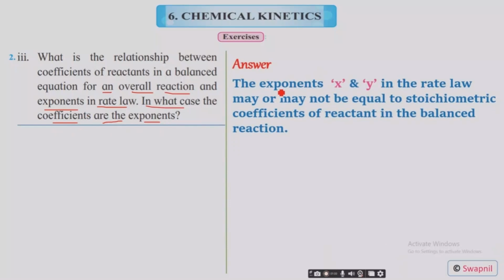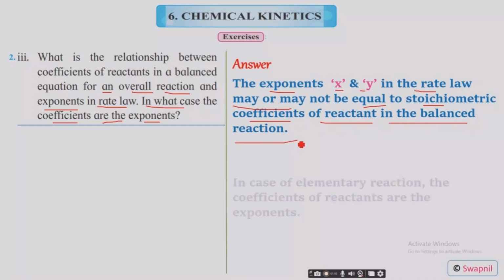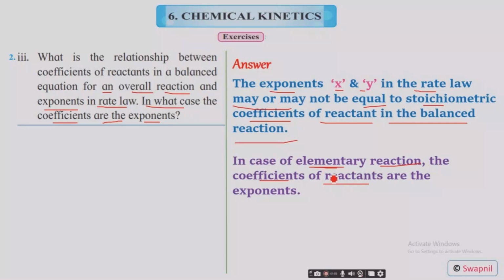Here is the answer. The exponents x and y in the rate law may or may not be equal to the stoichiometric coefficients of reactants in the balanced chemical equation. And in case of an elementary reaction, the coefficients of the reactants are the exponents.